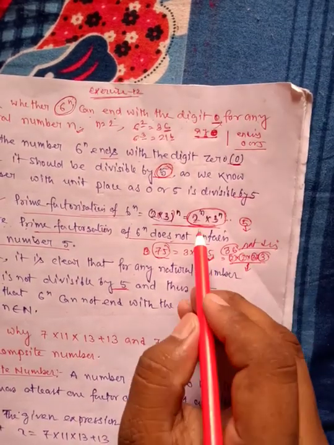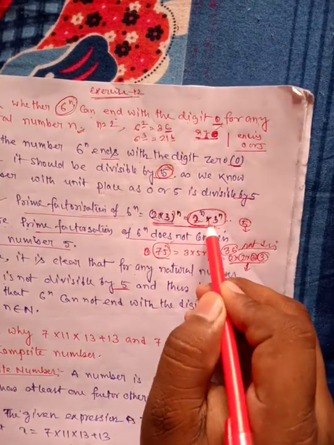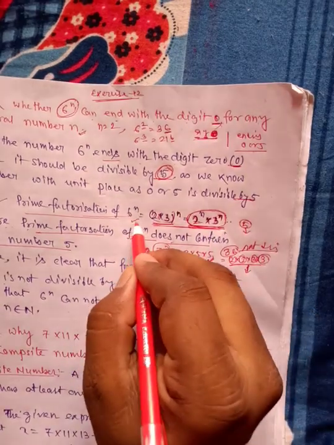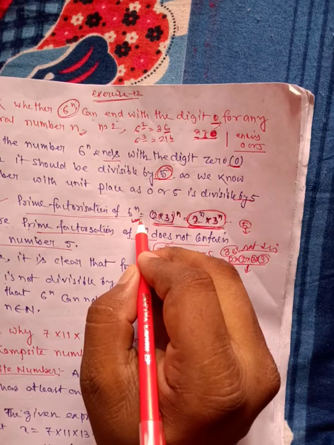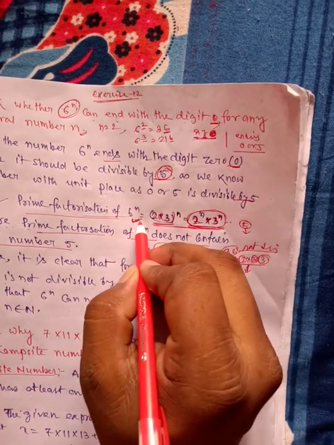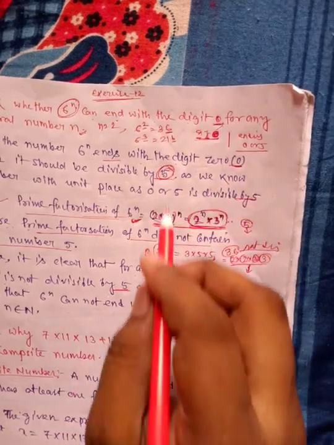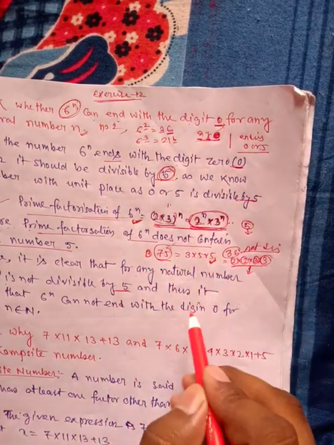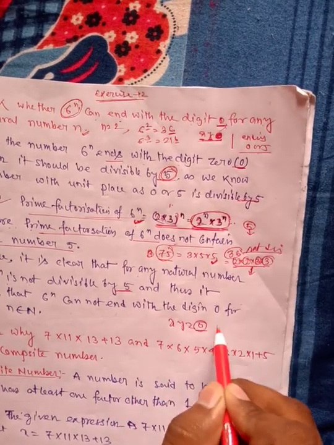So what we see here is that the prime factorization is 2 to the power n into 3 to the power n. There is no prime factor 5, so this number is not divisible by 5. As it is not divisible by 5, we can say its ending digit is not 0, because if its ending digit were 0, as in x, y, z, 0, then it would be divisible by 5.